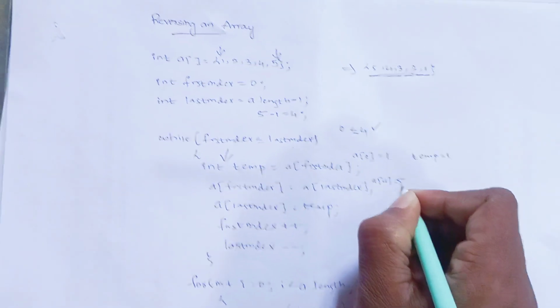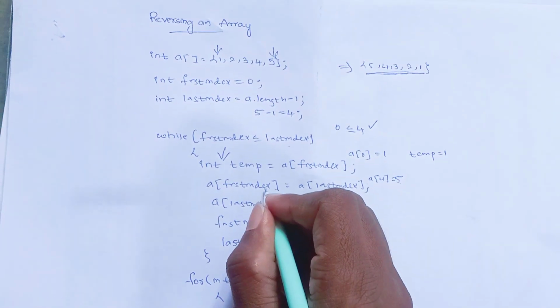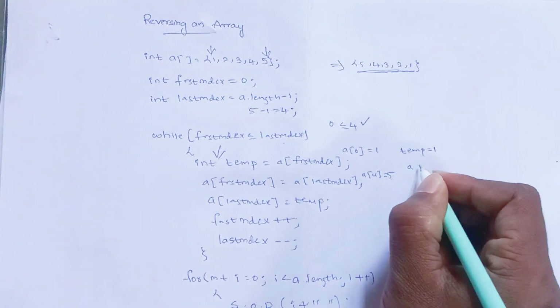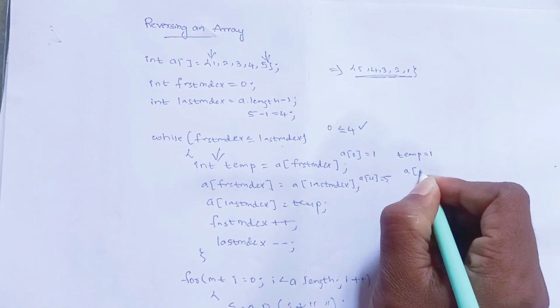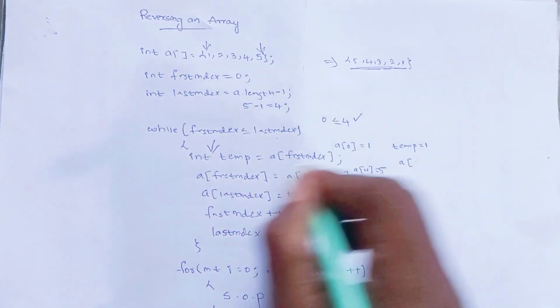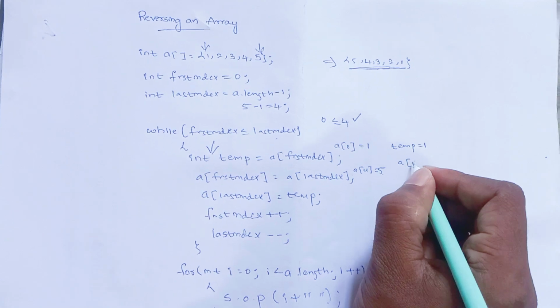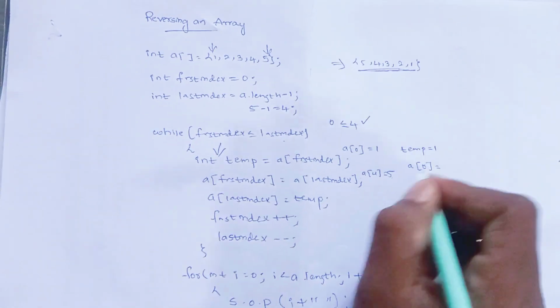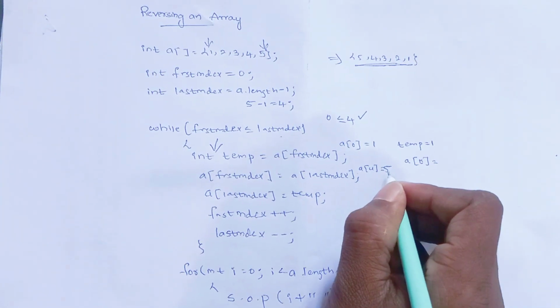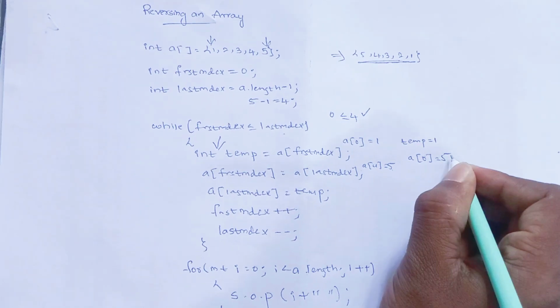And we are storing the 5 value into the A of first index. That is, A of first index, where the first index value is 0. So A of 0 is equal to A of last index, that is A of 4, which equals 5. So A of 0 equals 5.